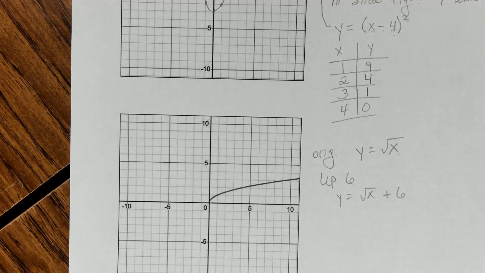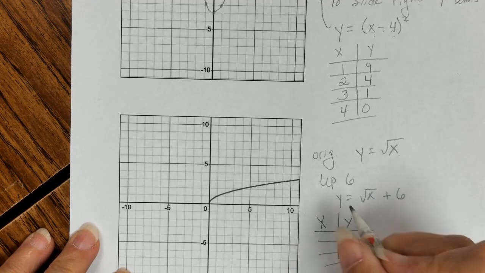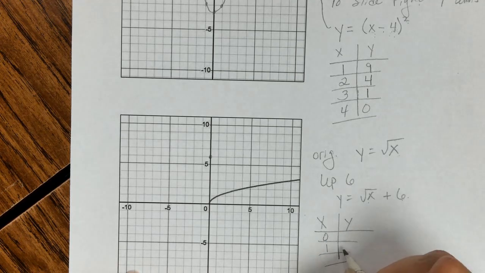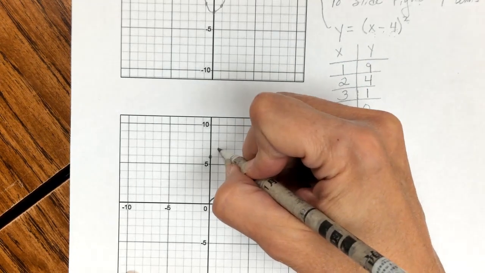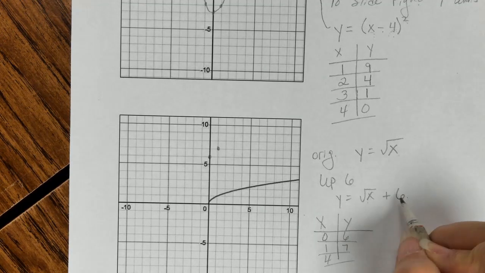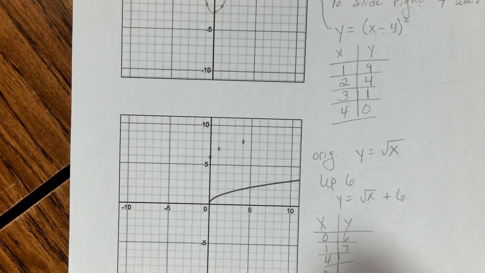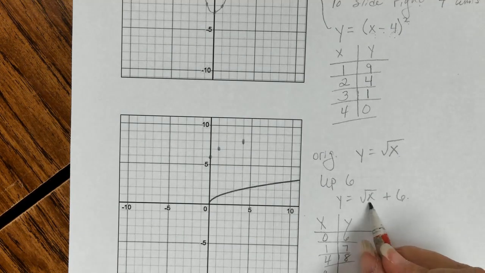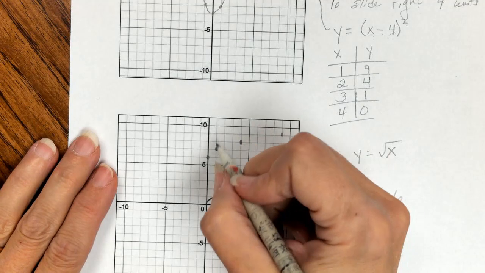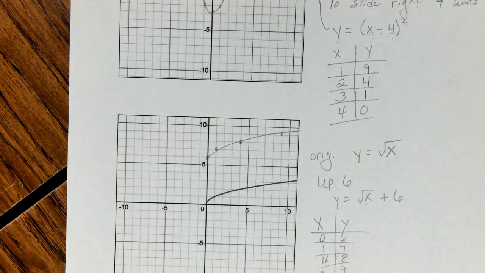Okay, so if we put a 0 in, let me make my chart, x, y. 0 plus 6 is 6, so it's way up here. Square root of 1 is 1, plus 6 is 7. So we're here. Then I want to do things I can take the square root of. So let's go to 4. Square root of 4 is 2. That gives us 8. That's here. And then I would go to 9. The square root of 9 is 3. Add 6 to that, we get 9. And that's way out here. Something like that.